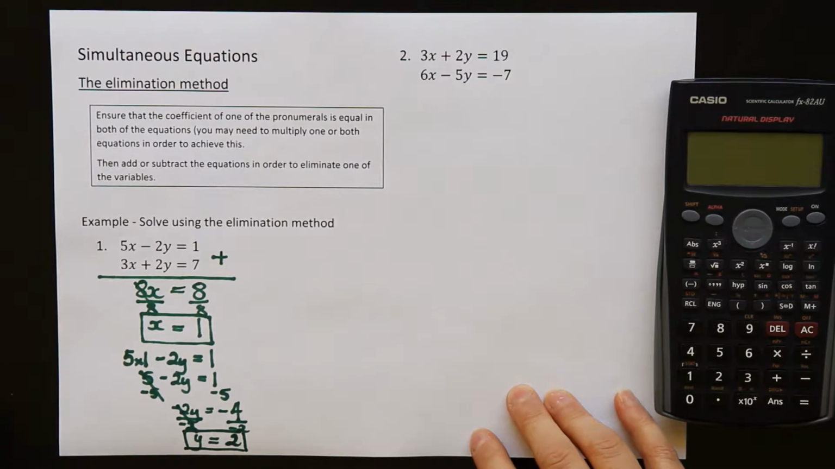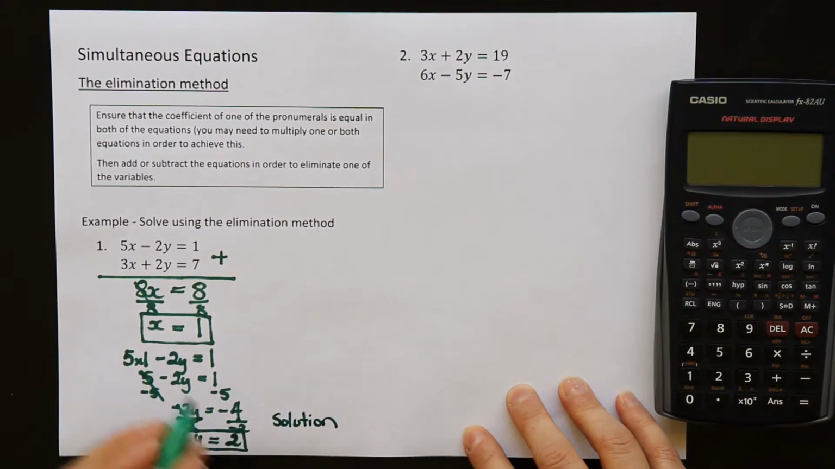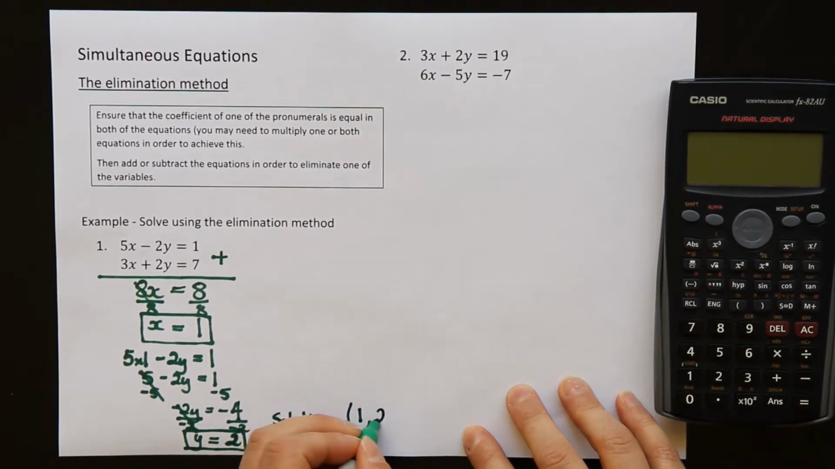We could write our solution as a coordinate like we've been doing in our other lessons. So our solution, x is equal to 1, which would be first, 1, and y is equal to 2. So (1, 2).